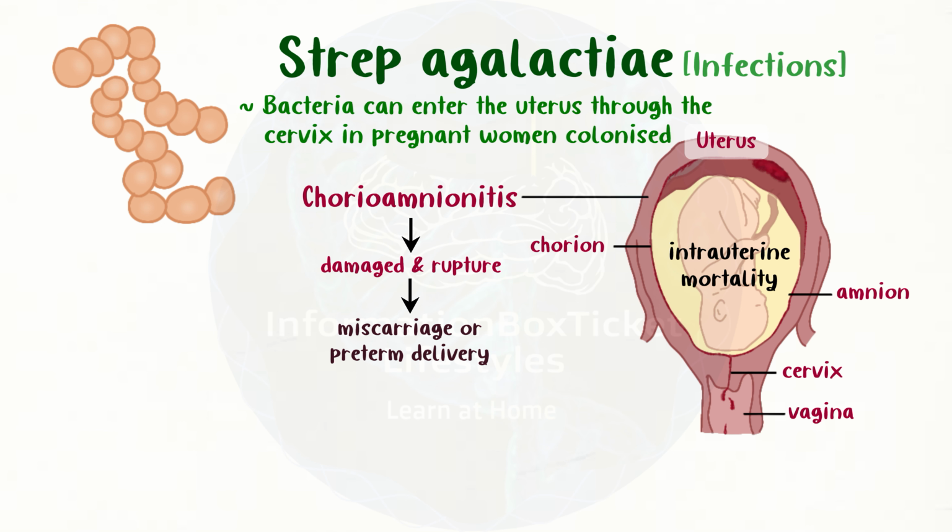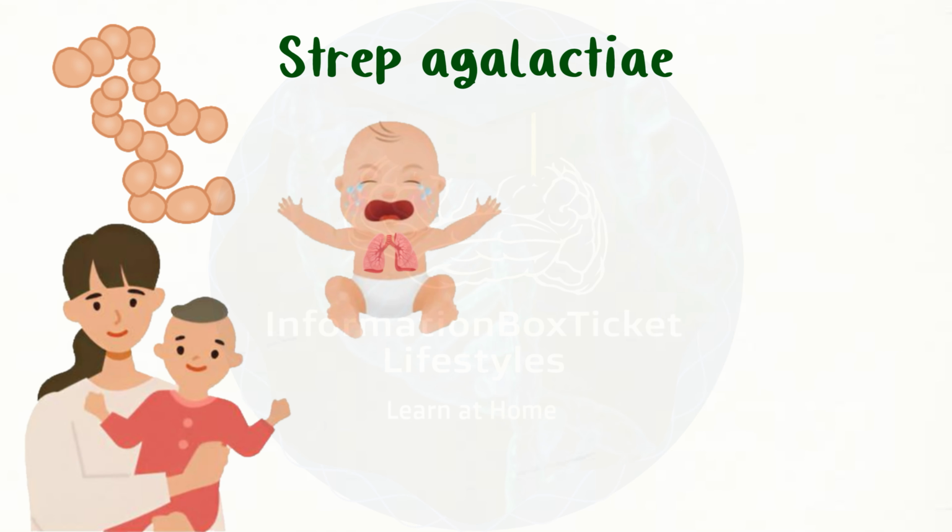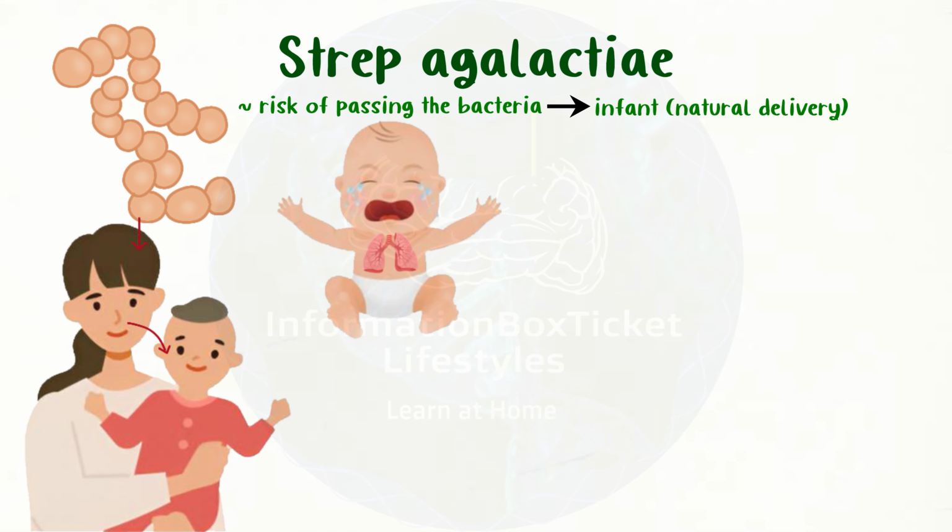Alternatively, Strep agalactiae can enter the vagina via the perineum and travel up the urethra, producing cystitis, which is inflammation of the urinary bladder. Pregnant females colonized with Strep agalactiae are also at risk of passing the germs to their infant during natural delivery. Strep agalactiae is more likely to enter neonates' airways and proceed via the respiratory tracts into the lungs. This can result in inflammation of the lung tissue or pneumonia.